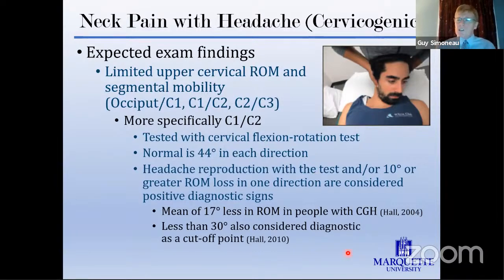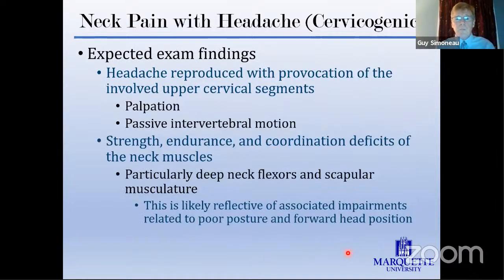But keep in mind, it's not just C1-C2. You also want to look at occiput C1. It's not just rotation. Also look at side bending and flexion of the upper cervical spine when you do your assessment. You also may expect reproduction of those headaches with your assessment of the upper cervical spine, either through palpation or your passive intervertebral motion. And then, although not directly responsible for the nociception, individuals with cervicogenic headaches oftentimes have poor posture, and therefore they will oftentimes have poor strength of the deep neck flexors and also of the scapular musculature, which is important to address in addition to the upper cervical spine.